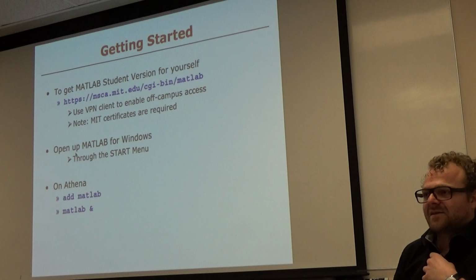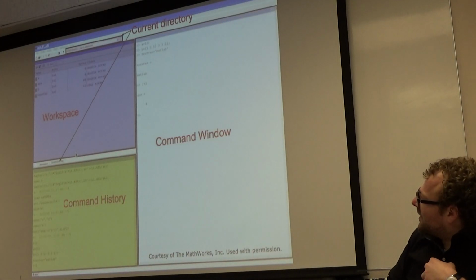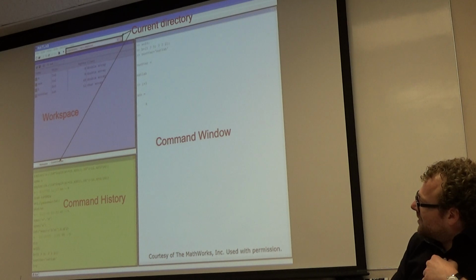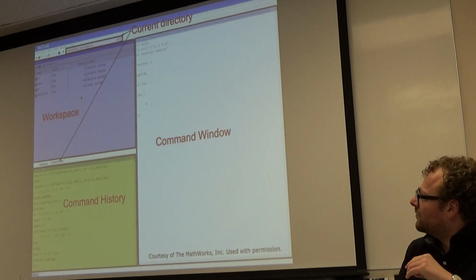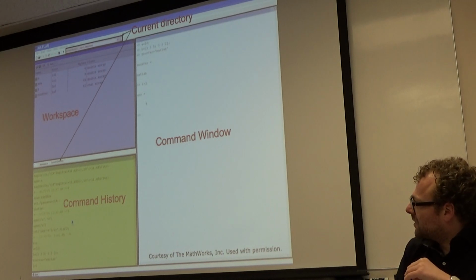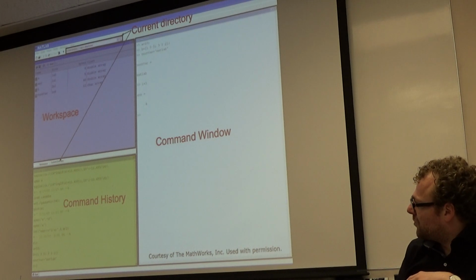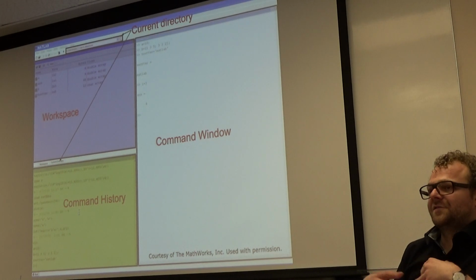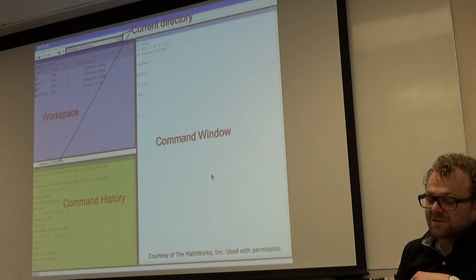IT gives you access to Matlab. In Matlab, you have three main windows. The workspace, where you have all the variables that you currently store in memory, and that you can access and visualize. You have a command history, what you have typed just before. You can rerun stuff, and this is your command window. This is the main interface.